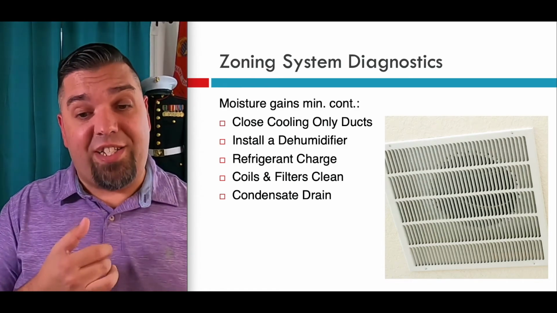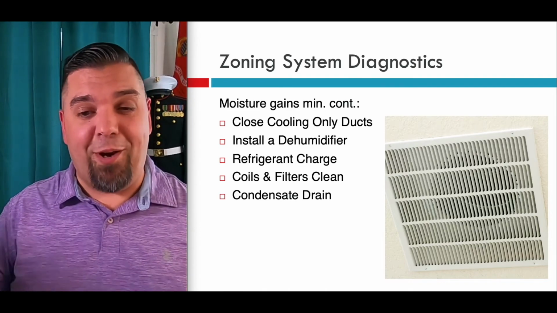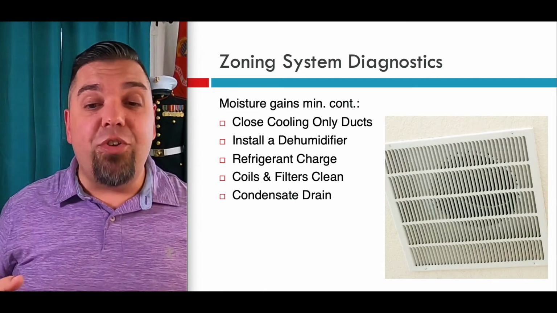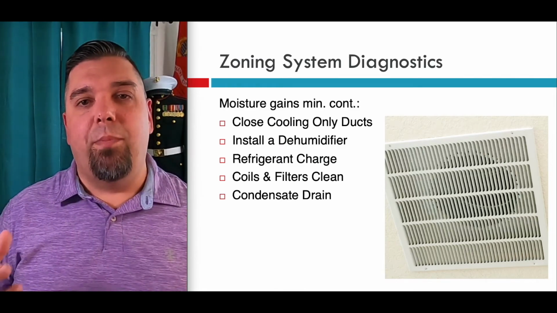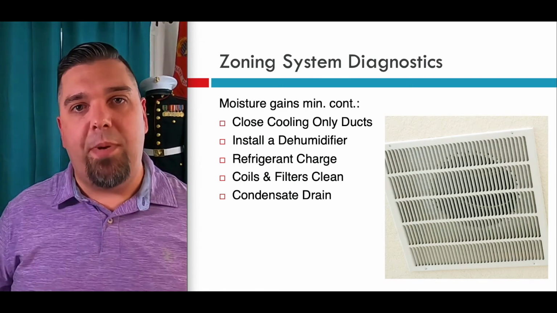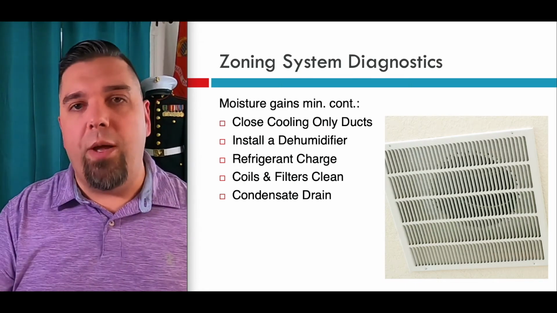Make sure that drain's clear, so that way that pan doesn't fill up and you don't blow all that moisture back into the air. It'll evaporate right back into it. And make sure that the coils and filters are clean. Now, that's pretty obvious. You've got to maintain the system, but if you're having a comfort problem in the space, these are some of the obvious things that need to be addressed first before you implement zoning.